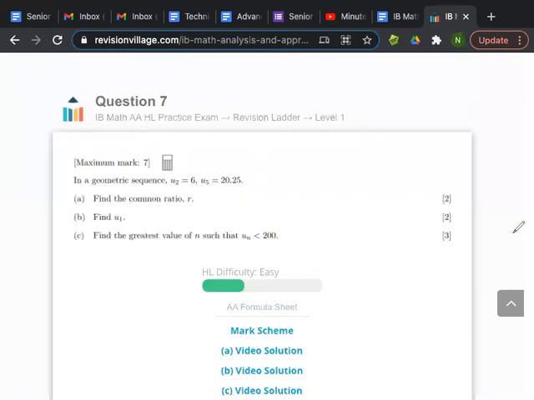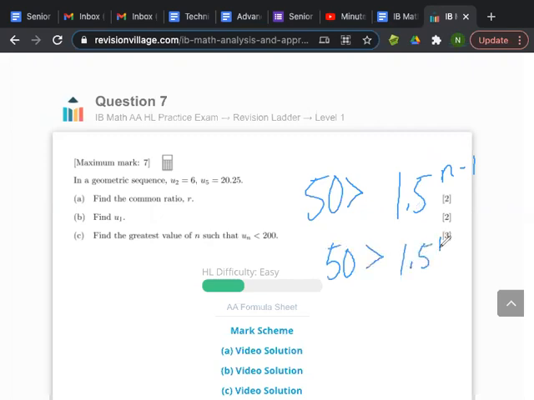Okay, so it's 50 greater than 1.5 to the n minus 1. Yeah, okay, so this is the same thing as 50 greater than 1.5 to the n times 1.5 to the negative 1. Exponent rules? We're okay with that?